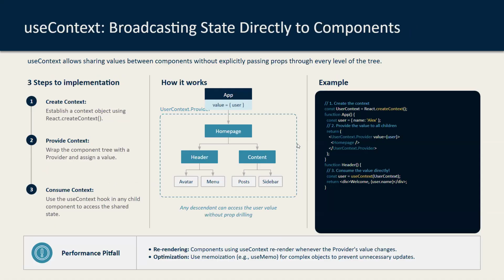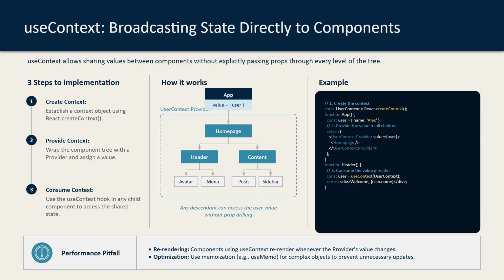So useContext gives us a way to share values between components without explicitly passing props through every level of the tree. In other words, instead of manually forwarding data through intermediate components, we can make that data available to any descendants that need it. And there are three steps to implement this. Step one is to create the context using React.createContext, which gives us a context object that React can use to hold shared data.